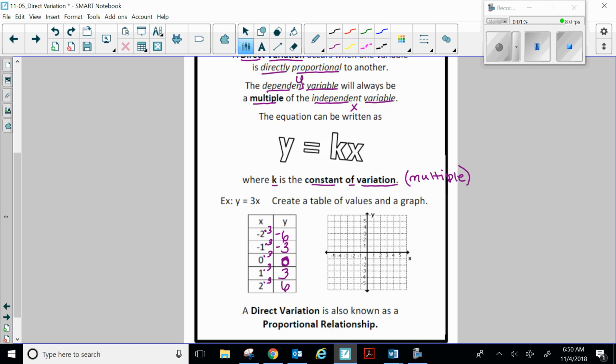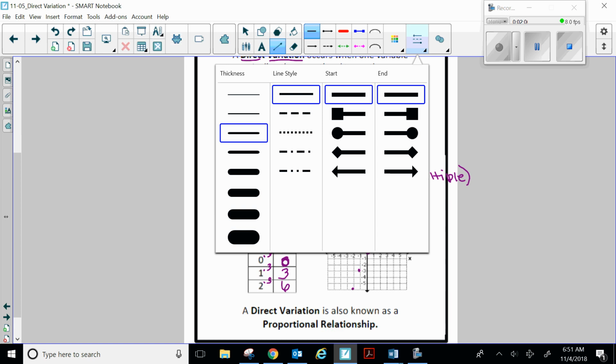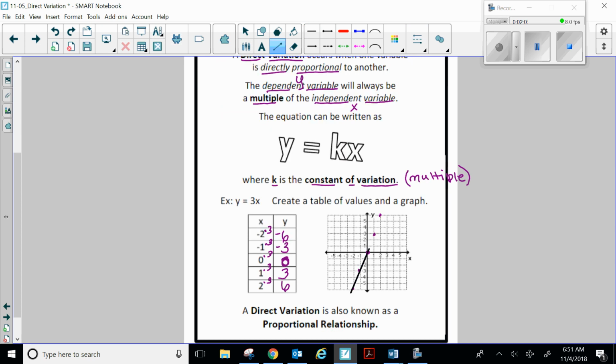And then I'm going to graph this. So I have -2 and -6, -1 and -3, 0 and 0, 1 and 3, and 2 and 6. So what we should see here is that we have a straight, or linear, graph. We have a linear graph that passes through the origin, just like a proportional relationship. So a direct variation is also known as a proportional relationship.